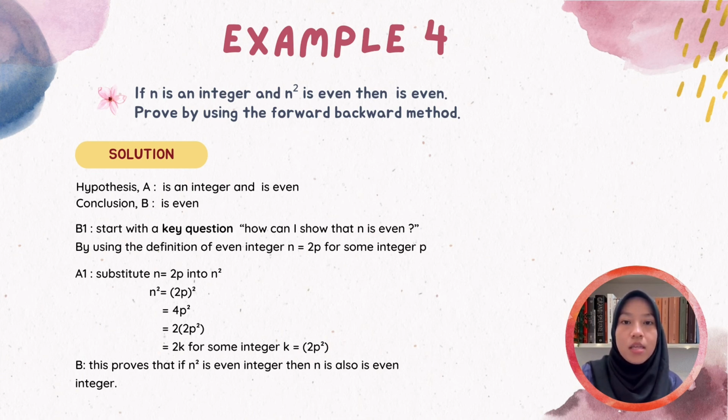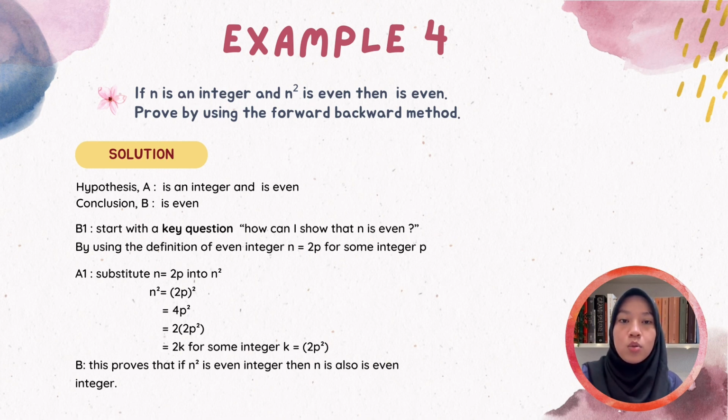So next, how do we want to prove it? Firstly, we make the statement for B1, where we start with our key question because it is the backward method. So the question is, how can I show that n is even? We need to remember the definition of an even integer. The definition of an even integer is n equal to 2p for some integer p.